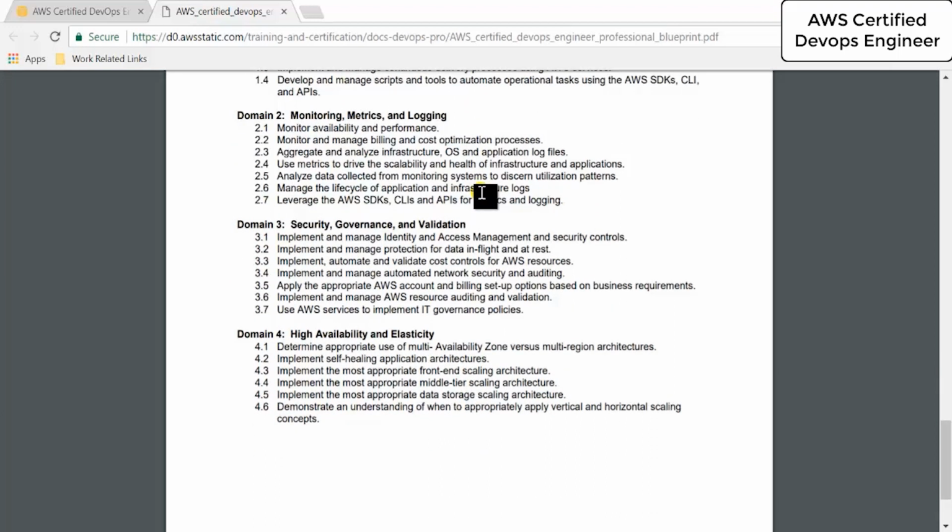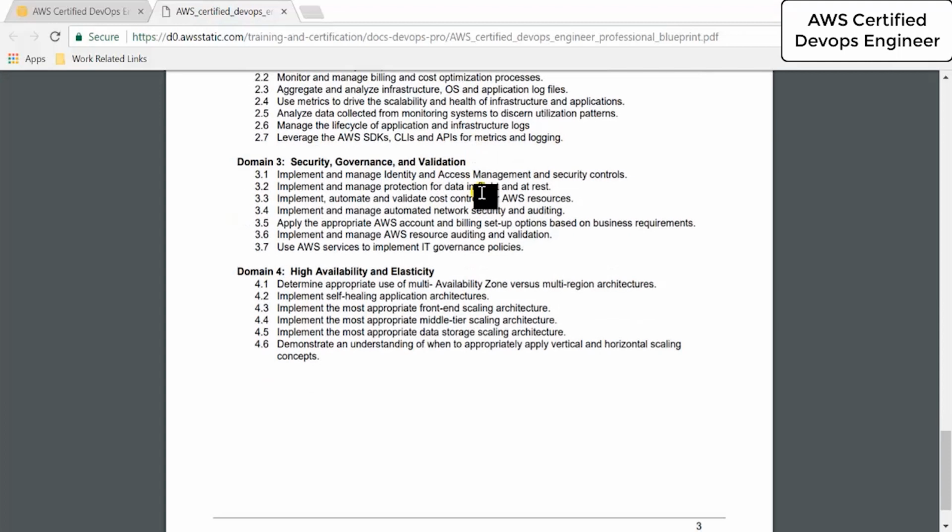The second domain will be monitoring, metrics, and logging. So, monitor availability and performance, monitor and manage billing and cost optimization processes, aggregate and analyze infrastructure, OS, and application log files, use metrics to drive the scalability and health of infrastructure and applications, and analyze data, collect and monitor systems to discern utilization patterns, manage the life cycle of application and infrastructure logs, leverage the AWS SDKs, CLI, and APIs for metrics and logging.